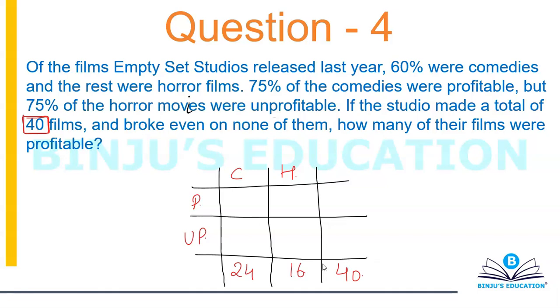75% of the comedies were profitable. So 75% of comedies, 75% is 3/4. So 3/4 of 24, that's 18. So 18 were profitable. Alright, but 75% of horror movies were unprofitable. So 3/4 of horror are unprofitable. So that will be 12. This will be 4. If the studio made a total of 40 films and broke even on none of them.